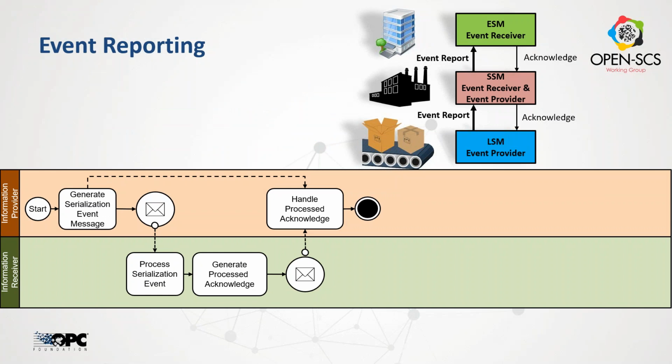Then we have event reporting, because not everything is dealing with allocation of serial numbers and managing the pool of serial numbers that we have. The other thing that we have to deal with are the events of the serial numbers. So, what serial numbers are now invalid, which ones have been sampled, which ones have been destroyed, which ones have been shipped, and which have been commissioned.